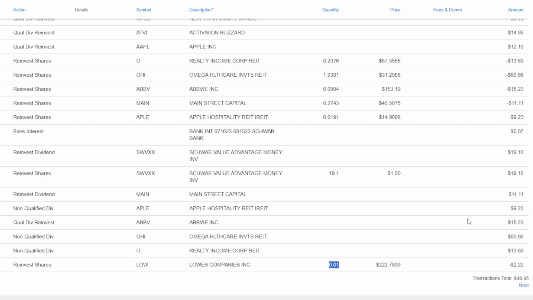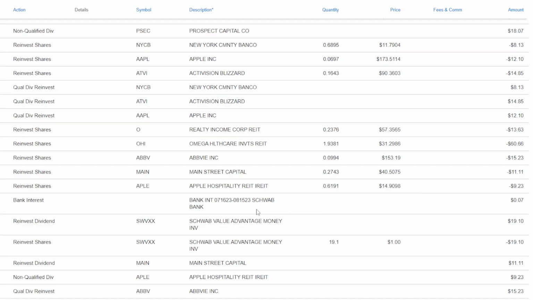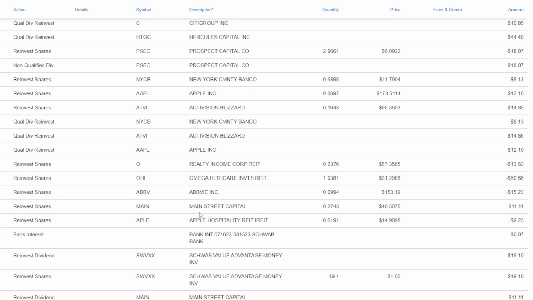So let's get into some reinvestments that we have going on. We got some big ones coming up here, no doubt, some of our monthly payers. First off, SWVXX, the Schwab money market fund we own, $19.10 this month, not too bad at all. Another monthly payer coming up is Apple Hospitality, paid $9.23. This one I like a lot too. Again, 0.61 shares repurchased. This pays every single month, by the way.